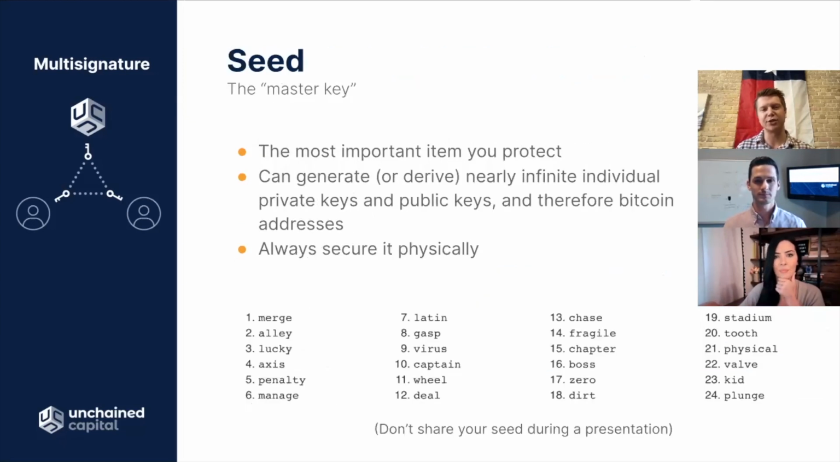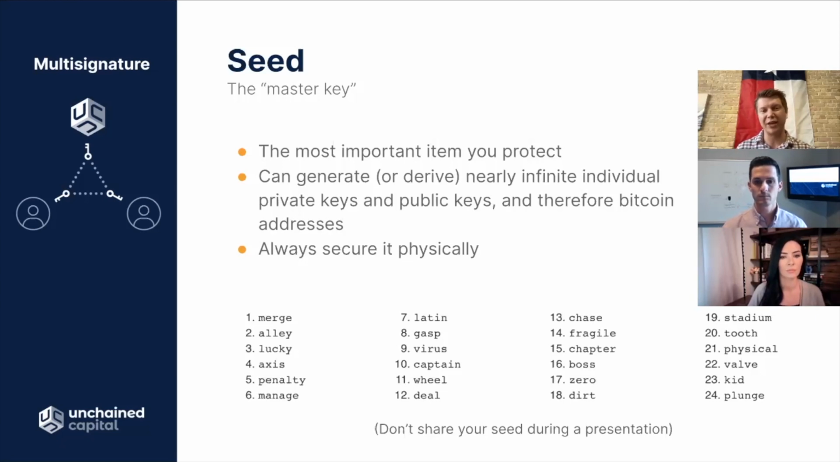Now, the next key term is seed. So xpub is your master lock, your seed is your master key, and it's the most important item that you protect. So with a seed, and really it's playing off that word seed, you can derive nearly infinite individual private keys and public keys, and therefore addresses. So the seed is the component from which everything else is derived. And because it's the most important item you want to protect, we always want to make sure to secure it physically. That's why we write it down when we set up our devices and we get our seeds. We want to be writing that down on paper and not storing it online, or in a picture, or even in your notes app on your phone or anything like that.